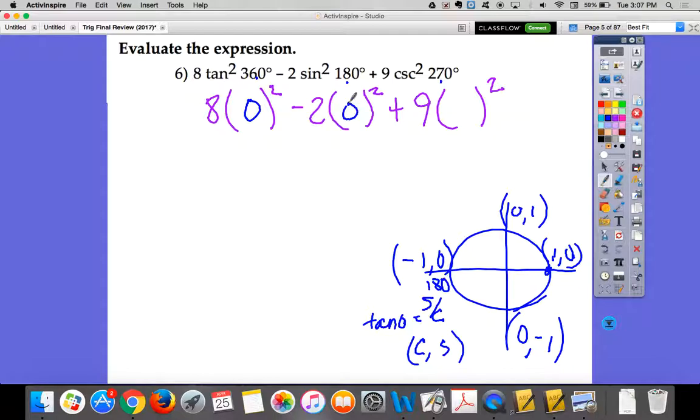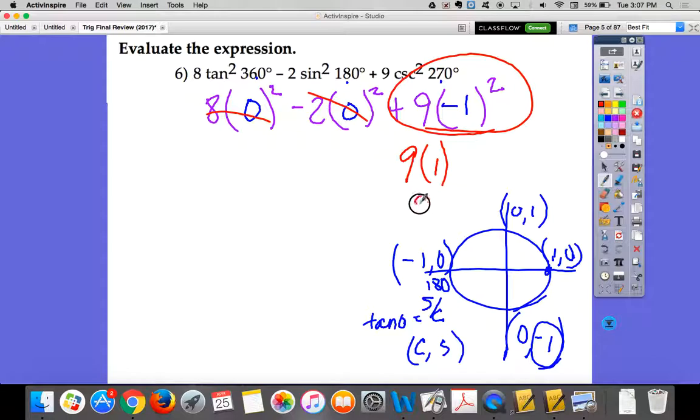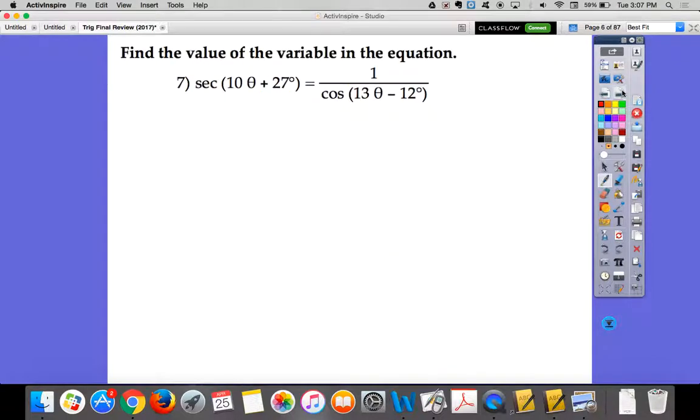Okay, cosecant, if you remember, that is the reciprocal of sine. So we're going to find sine, we're going to turn it upside down. 270 is down here on the south portion. Sine happens to be the back number, which is -1, but when you do the reciprocal of -1, you get -1. So the zeros work lovely, and they're going to cancel out. These just go away, and all we're left with is this little portion here, which is 9 times 1, which is 9. It works out very well.